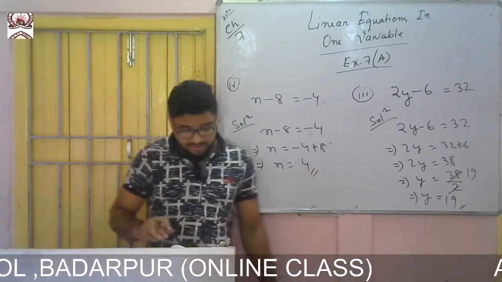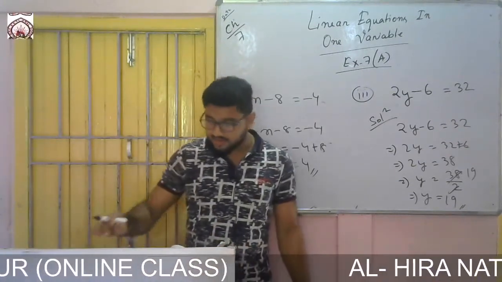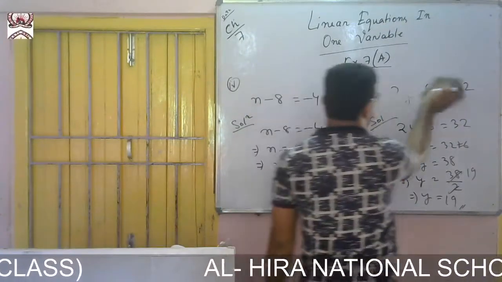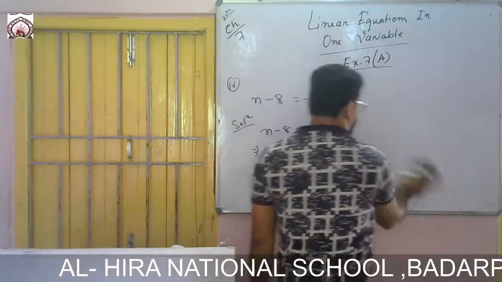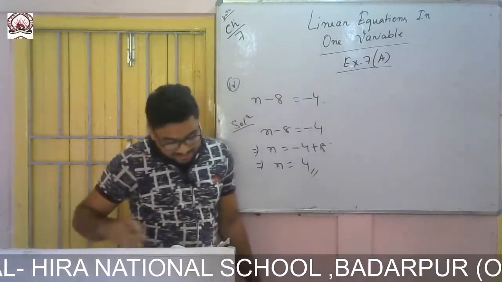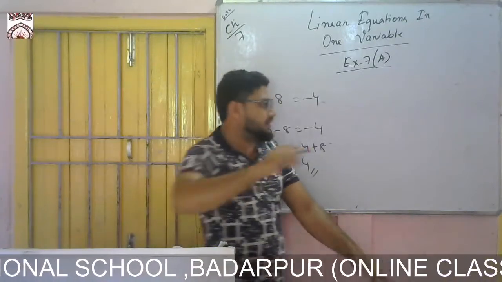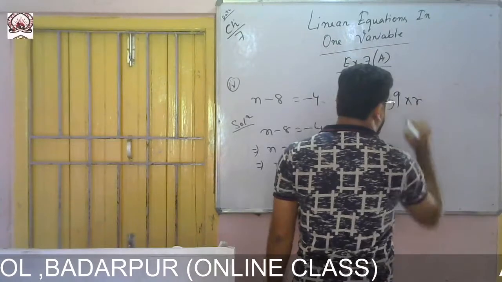Now come to question number 5. 9 multiplied by r is 36. So 9 multiplied by r. So 9 is multiplied with r.